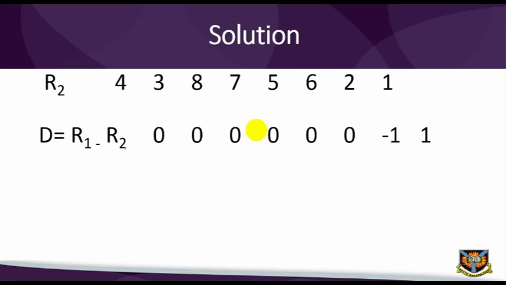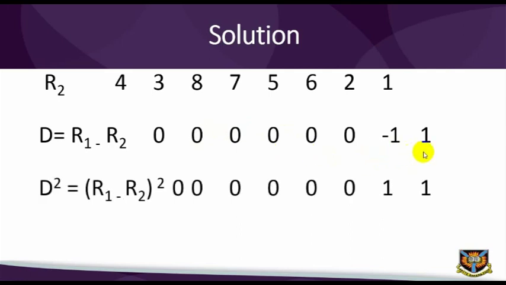d is equal to R1 minus R2: 0, 0, 0, 0, 0, 0, minus 1, 1. d squared is equal to (R1 minus R2) squared: 0, 0, 0, 0, 0, 0, 1, 1. Summation d squared is equal to 1 plus 1, which is equal to 2.